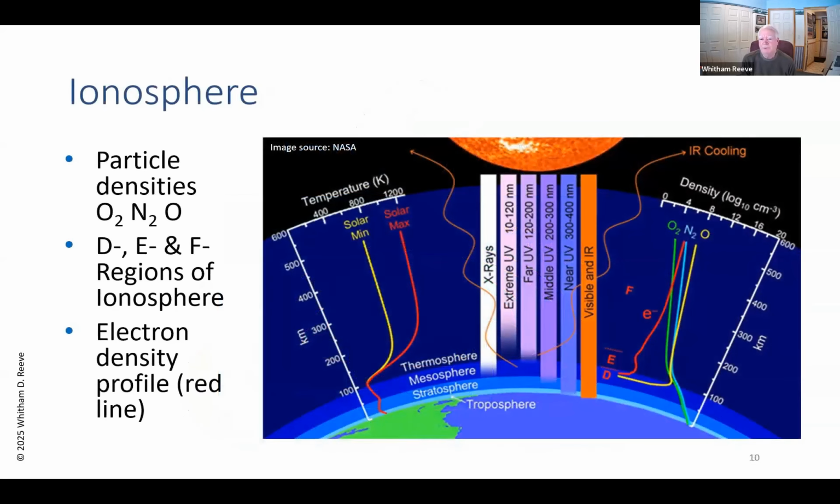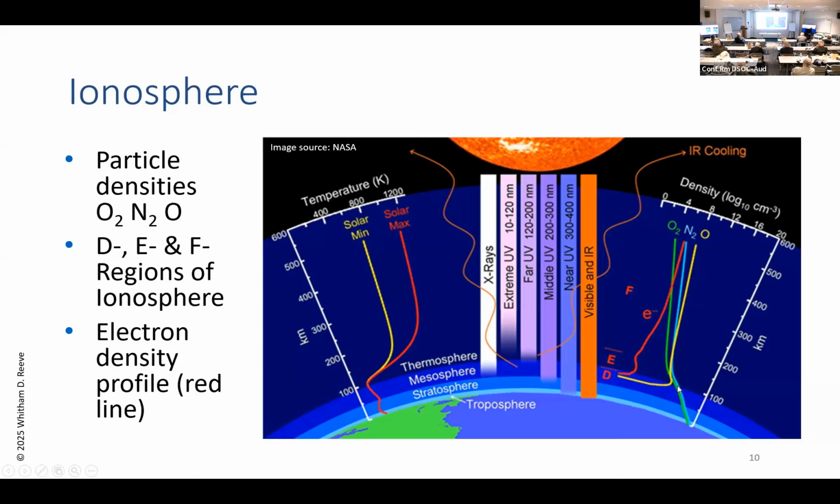Now, what's important about this plot here? This is from NASA, and it shows the ionosphere over here on the right-hand part of the plot, and the D region is shown down here at the lower part. E region and F region are the three regions shown here. The electron density is shown as this red trace that goes up, and then you have the oxygen and nitrogen on the other three traces. And you'll notice that in the D region, the electron density is fairly low compared to what it would be up at the F and E regions.